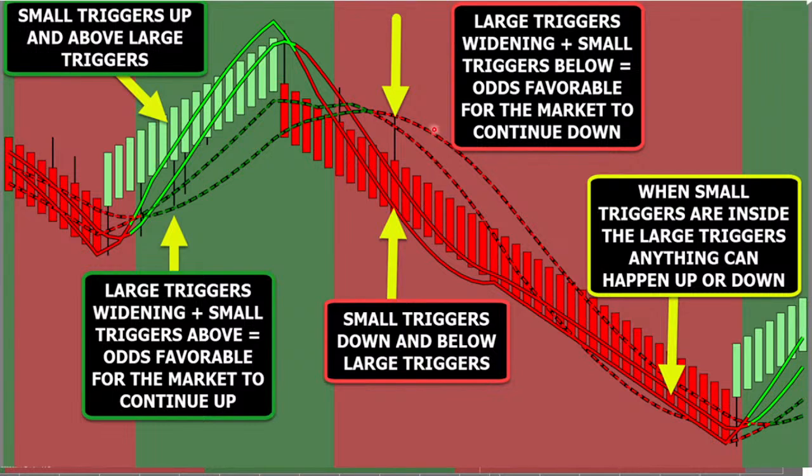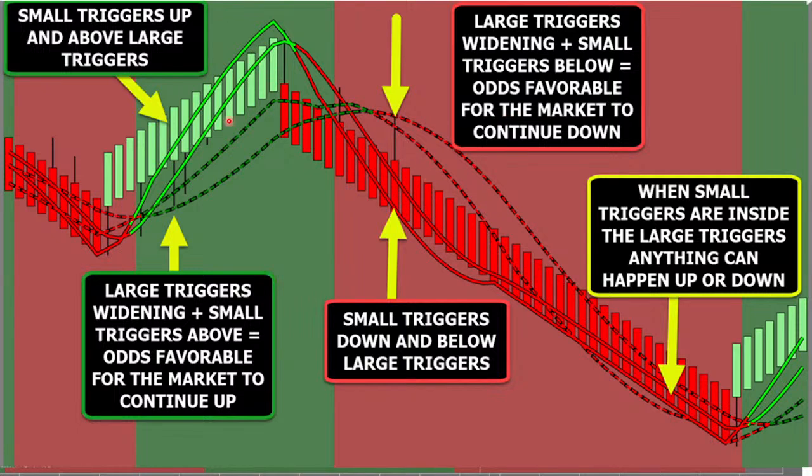In a downtrend, the background is red, the smalls are red, the large are red. The small have broken below the large. There's space between the two, and those triggers are wide and angled in the direction of the trend. So once again, the odds are favorable for the market to continue down. This is your strong trigger line.